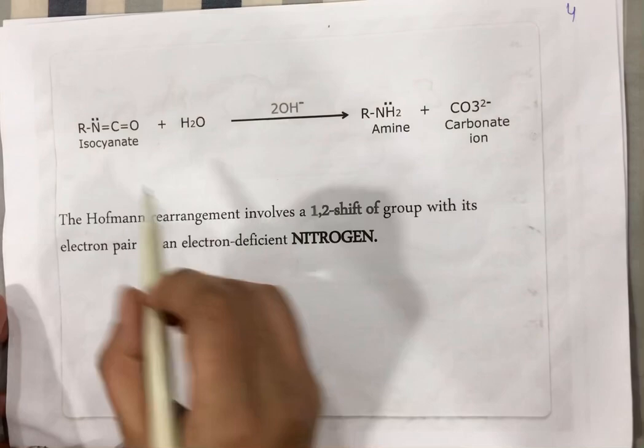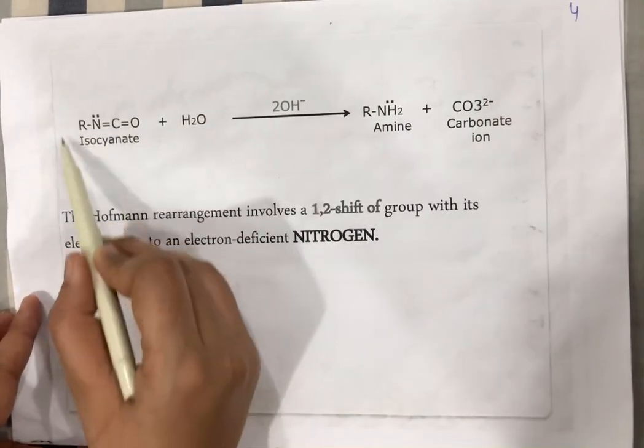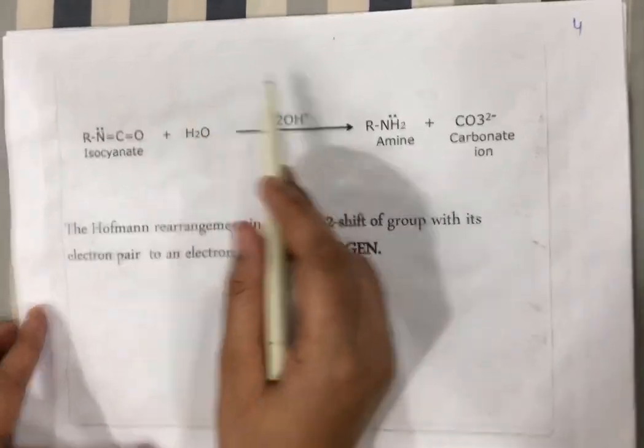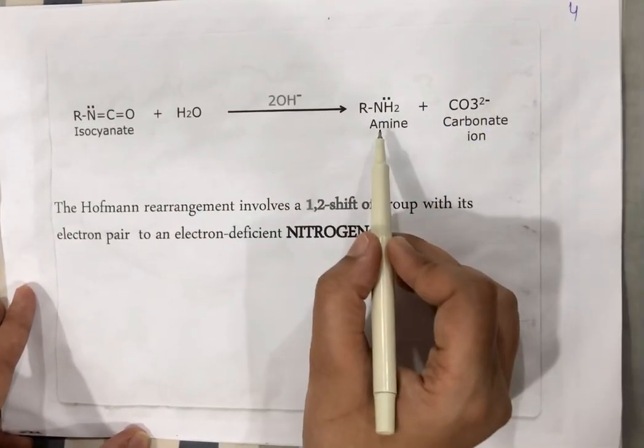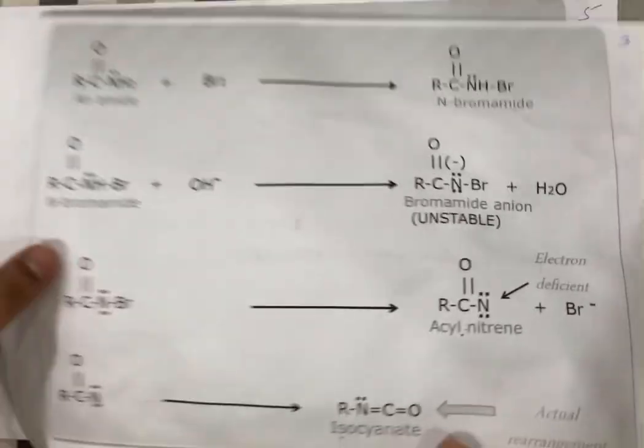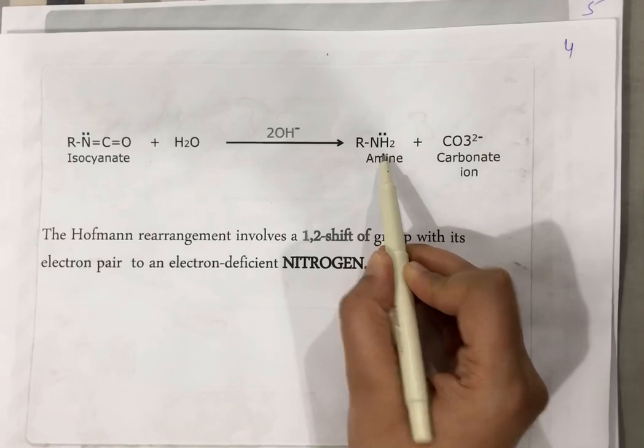And the last step is hydrolysis. This isocyanate will react with water molecule. With the loss of carbonate ion, it will produce a primary amine. So in this way the amide is directly converted into the primary amine.